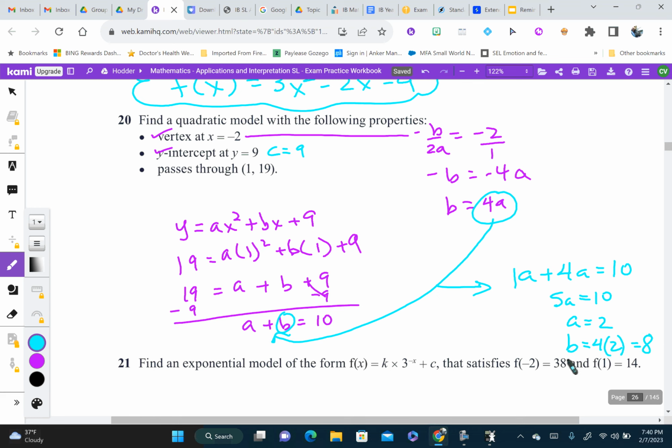Okay, so now my final answer is, got to do this in black, it's going to be f of x is equal to, my a is 2, so it's going to be 2x squared. My b is 8, so it's going to be plus 8x, and my c is 9. Okay, and I know that from here. Good. So this is my whole answer.